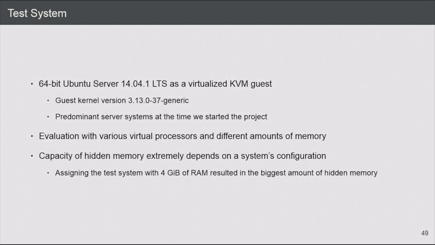As for the evaluation, we used a 64-bit Ubuntu server system as a virtualized KVM guest. This was the predominant server system configuration at the time we started the project. We then evaluated our system with various virtual processors as well as different amounts of memory. One thing we noticed is that the capacity of hidden memory was extremely dependent on the system's configuration. So for best results, we assigned 4 gigabytes of RAM to our test system.